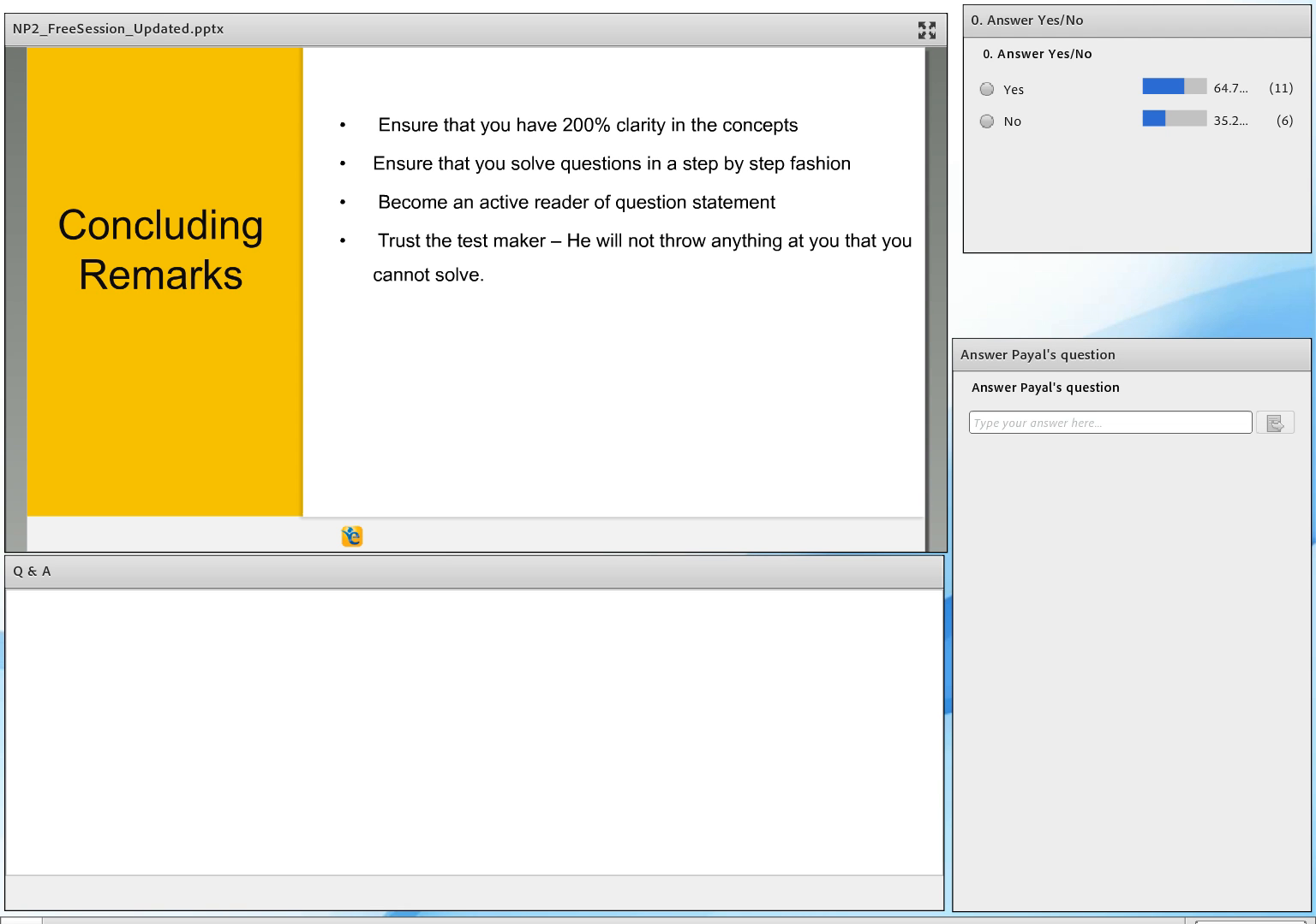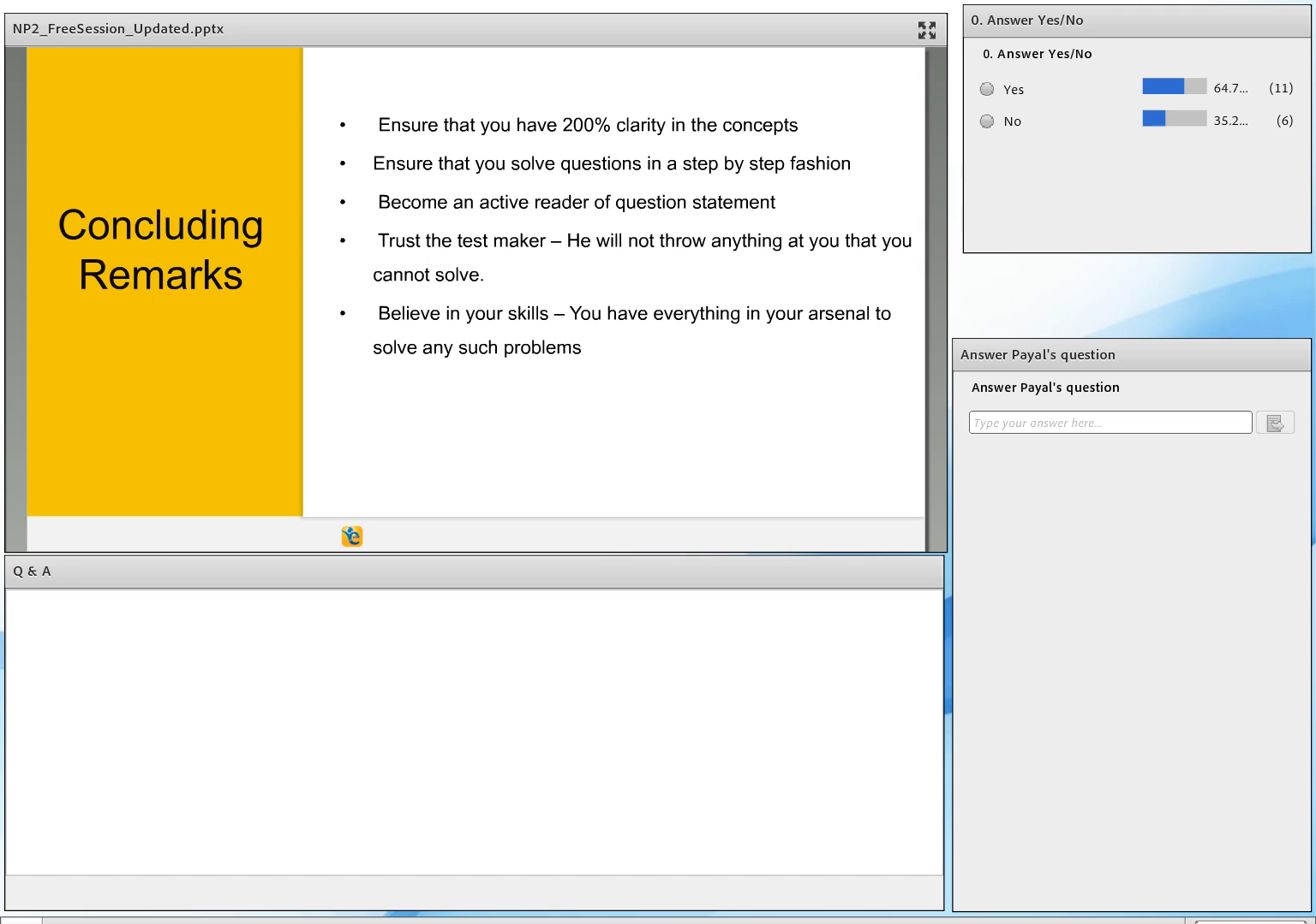Trust the test maker. That's another thing. The test maker is not going to give you something that is not possible to solve. In fact, what the test maker is doing is spending the time to make sure that he gives you a question that's solid enough so that he can test your logical application. That's the whole point of the GMAT, right?